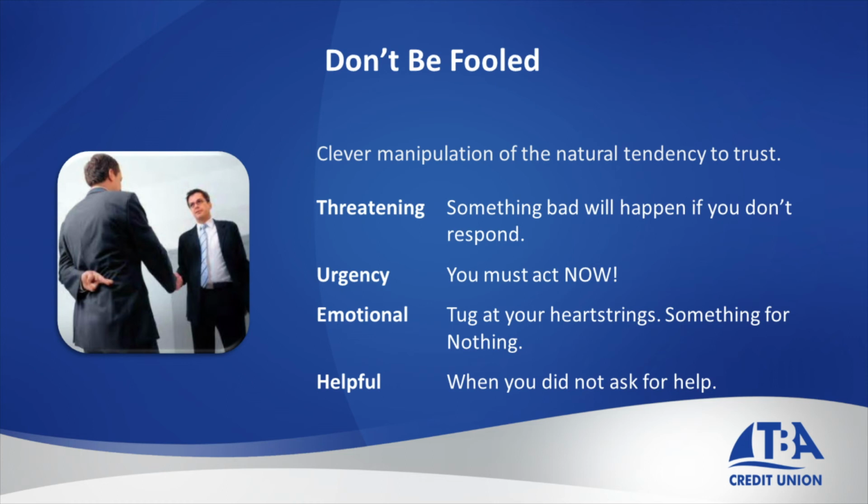So in summary, these are the 4 telltale signs or 4 red flags of social engineering. A message could have a threatening or urgent overtone. It could have an emotional component where it tugs at your heartstrings, or it could be helpful when you've not asked for help. Those are 4 of the telltale signs that can be found in many scams or fraud messages that the public is getting.